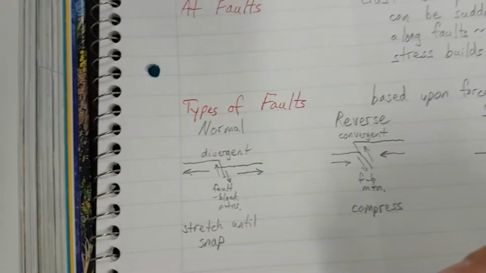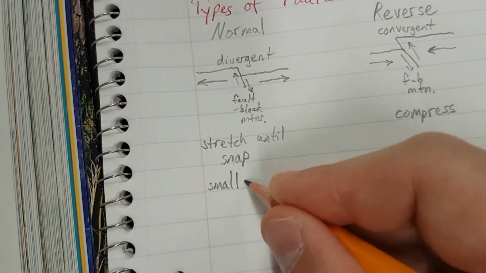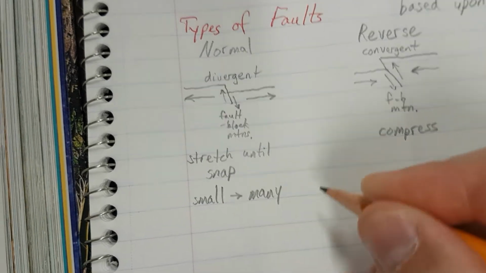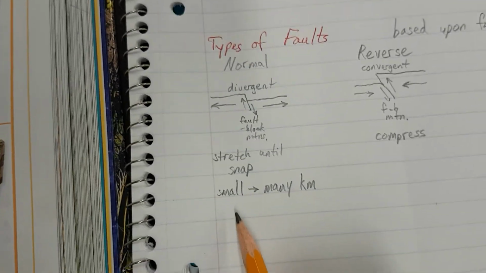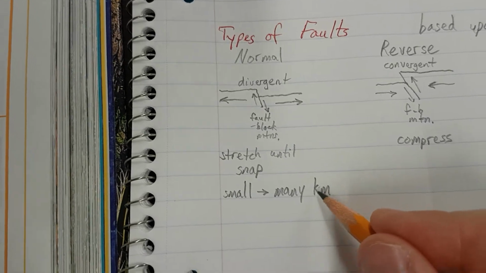Okay, so they can be small, SMALL, all the way up to many, MANY, KM for kilometers. So it could be small, like a few meters, like the size of our classroom, to as long as the entire coastline of the United States.